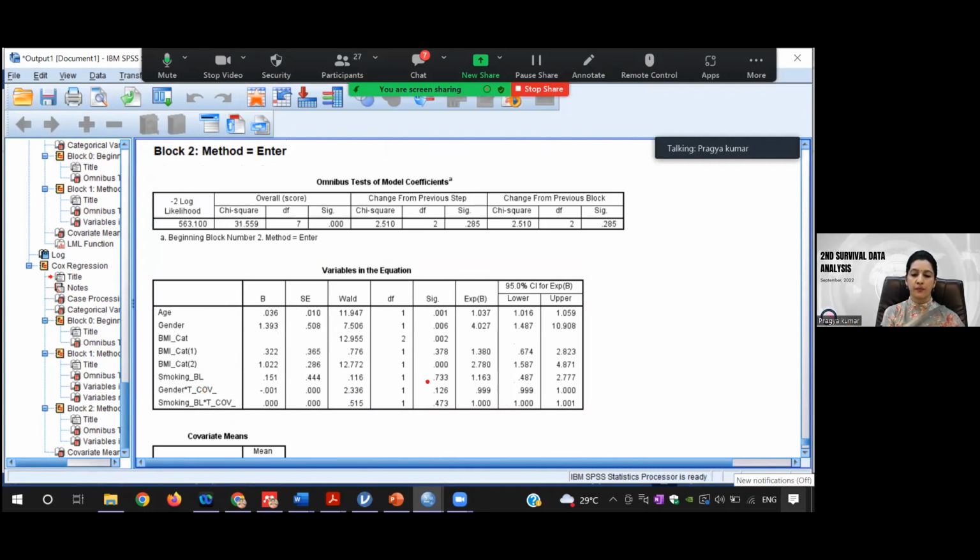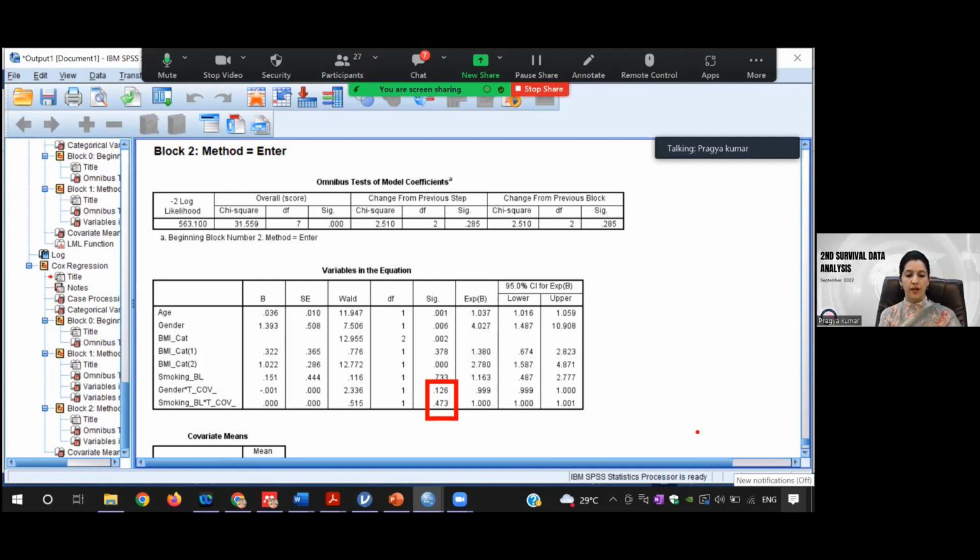So in the significance level, what you have to see in this time-dependent covariate of gender and smoking is the p-value. If the p-value is more than 0.05, that means this doesn't change with time. This variable is not time-dependent, and you can be sure that the proportional hazard assumption is met. And then again, you can report, because if you see the Exp(B), the values are different. In this case, it is 4.027. It has increased. Even the BMI has also changed.